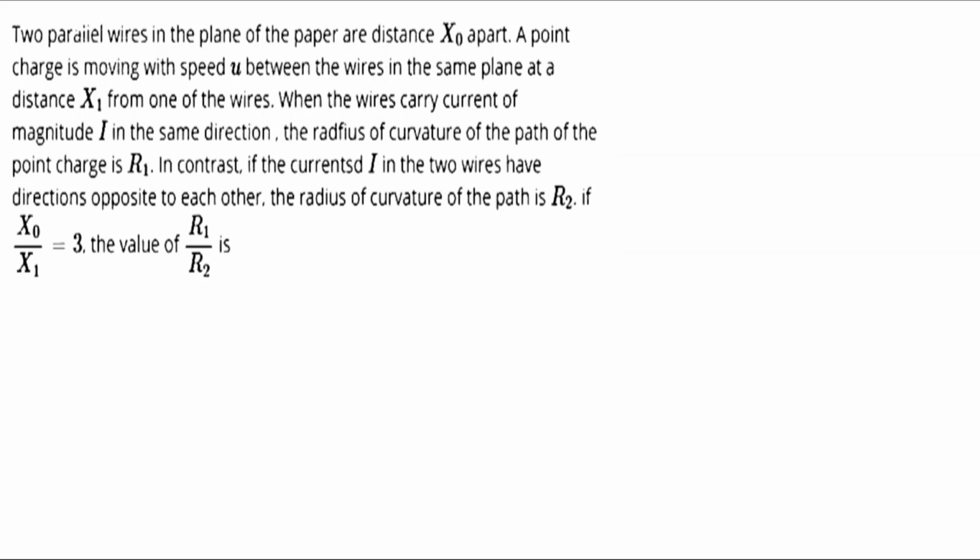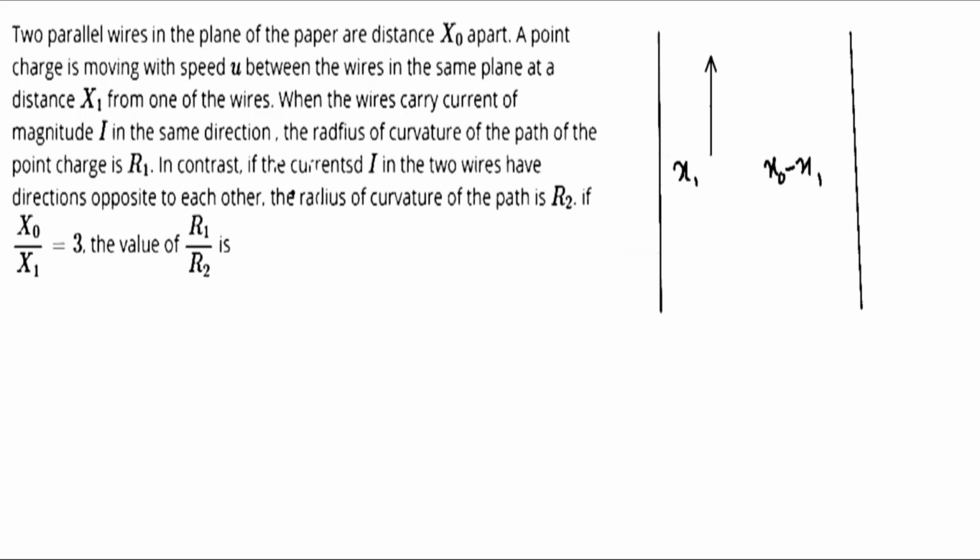So first of all, we represent this situation. This is one of the wires and this is another wire. So basically these are the parallel wires, okay? And there is a charge which is moving between these two. Let's say it is moving like this, and let's assume this distance is x1 and the total distance is given as x0. So this distance would be x0 minus x1.